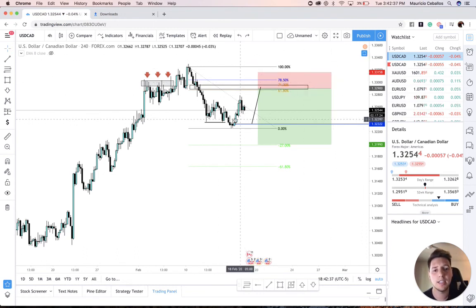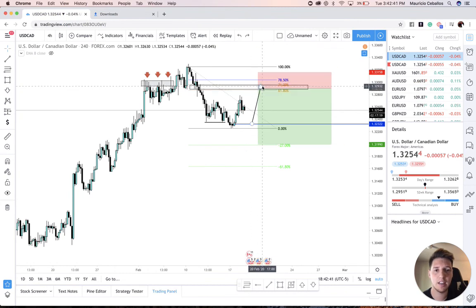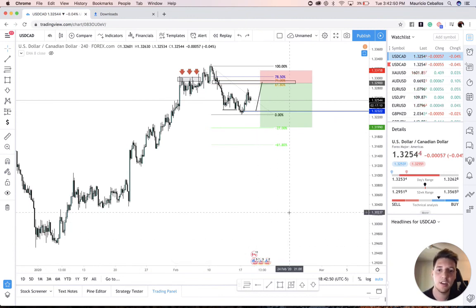So with that said, I'm looking for some type of accumulation, a move back up to that golden pocket ratio, rejection out of that golden pocket ratio, and then a tumble down. We'll come back with a review once we see this trade come into fruition and go from there.